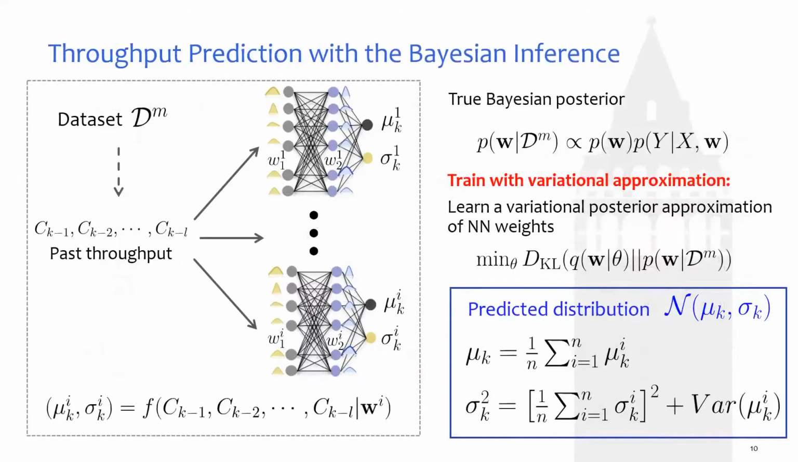Based on the Bayesian inference, specifically, given a set of training data, D_M, the predictive distribution of a future throughput can be given based on the past throughput. The Bayesian posterior of the weight W can be calculated by the Bayesian rule, with P(W) as the prior distribution and P(y | X, W) as the likelihood function. The true Bayesian posterior is always intractable in practice. So we can calculate the posterior by finding a variational approximation, which learns a new distribution q(W | theta) to replace the true posterior.